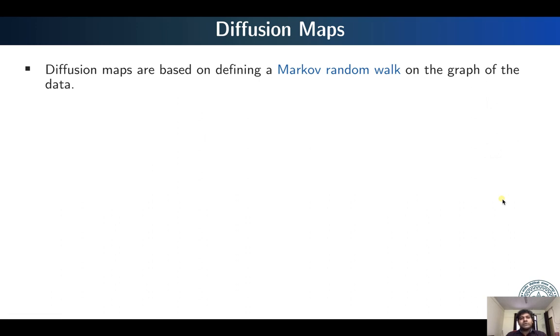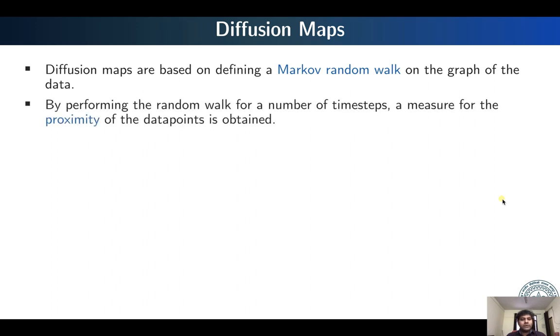Next we are going to talk about a technique known as diffusion maps. You actually came across diffusion maps when we talked about the method MAGIC for imputation of the data. These diffusion maps are based on defining a Markov random walk on the graph of the data. Again, we construct a nearest neighbor graph of the data, and on that graph we define a random walk, which is a Markovian random walk.